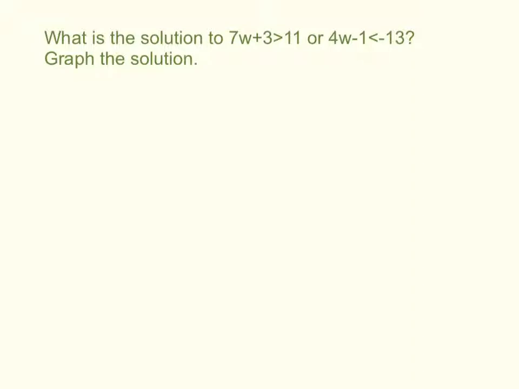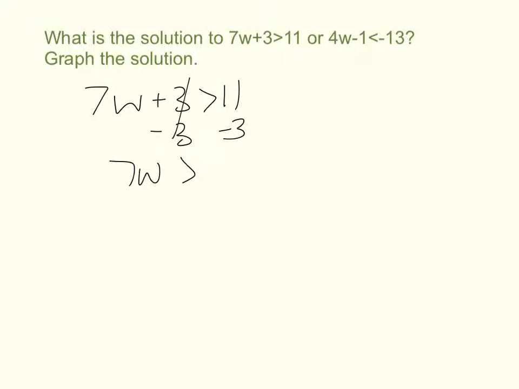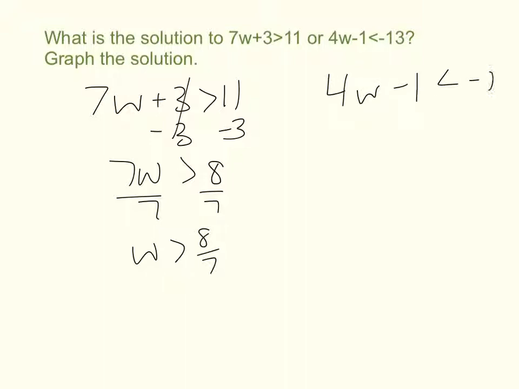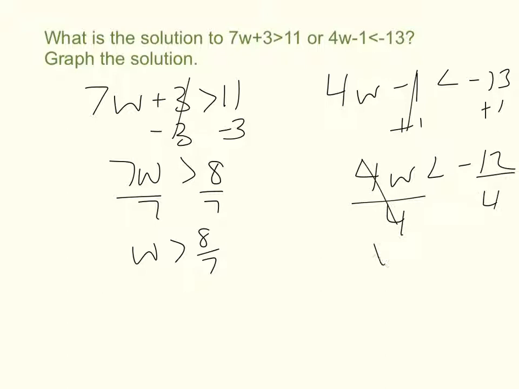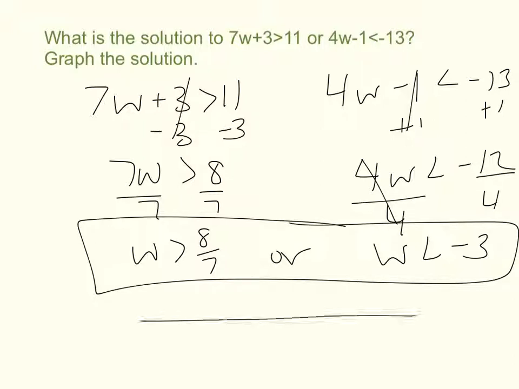All right, let's solve it. So we have 7w plus 3 is greater than 11. I'm going to solve this one real quick. w is greater than 8/7. And then the second equation, or inequality, I mean. w is less than -3. So this is an or. So there's our expression. -3 here, and 8/7 is just over 1.